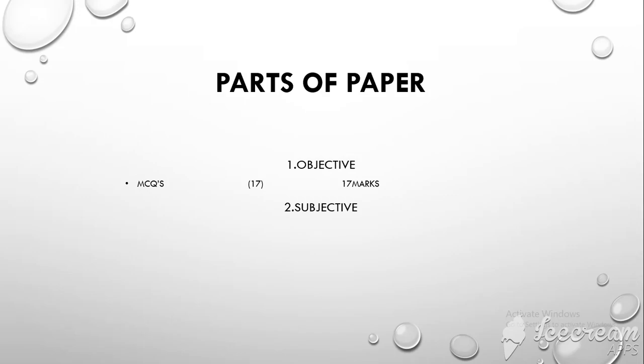Then this sheet will be collected from you and a new sheet will be handed over to you for the subjective part. The subjective part has two portions. The first portion is short questions, in which you have to attempt 22 short questions which carry 44 marks. The second portion is long questions, in which you have to attempt 3 long questions which carry 24 marks. Now let us discuss these parts of the paper in detail.